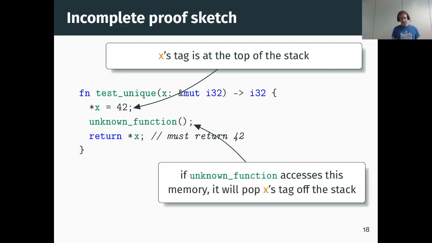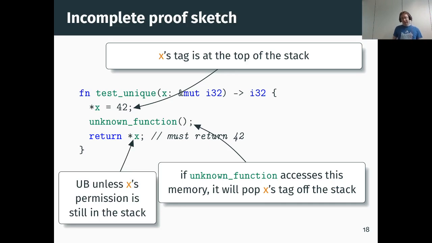Then we are calling the unknown code, and we are not passing X to the unknown code. So X might have pointers that point to the same memory, like this alias pointer that we saw, but if it does, those pointers will have a different tag. And so if any of these pointers is used, that would remove X's tag from the stack, because X's tag was at the top. So if any other pointer is used, the top has to be popped off.